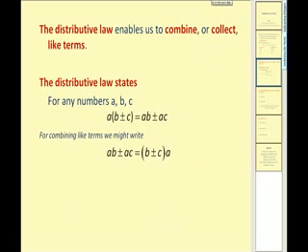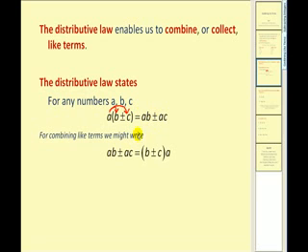Now, let's take a look at how we're going to be combining like terms. The distributive law enables us to combine or collect like terms. The distributive law states for any numbers a, b, c, a times the quantity b plus or minus c is equal to ab plus or minus ac. Essentially what we're doing here is we're multiplying across addition or subtraction. So we have a times b here plus or minus a times c.